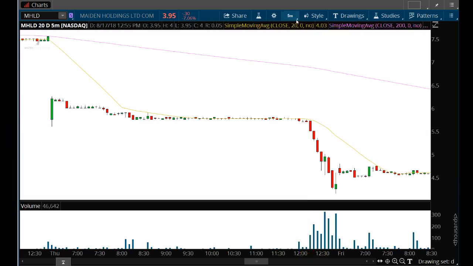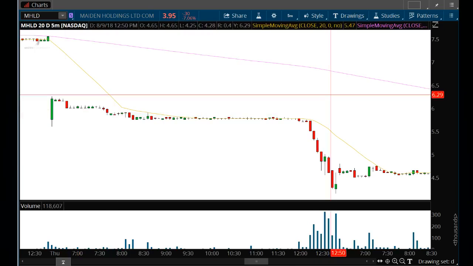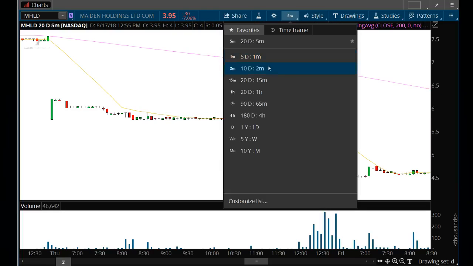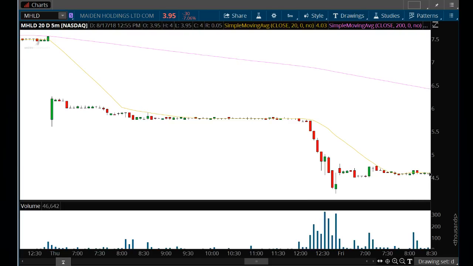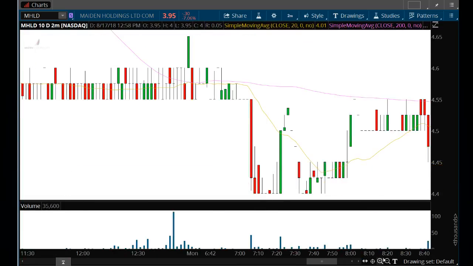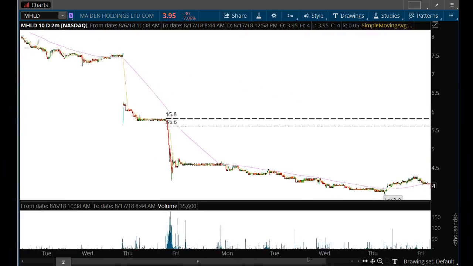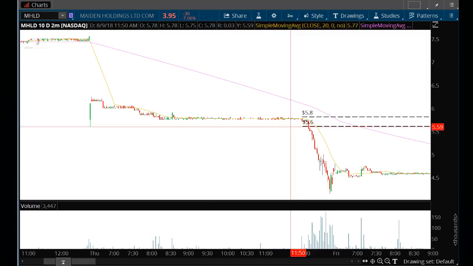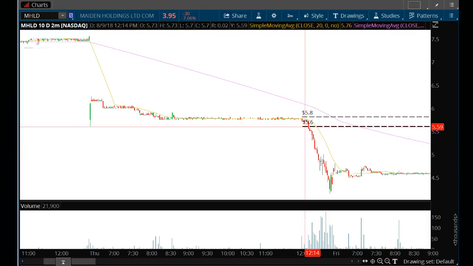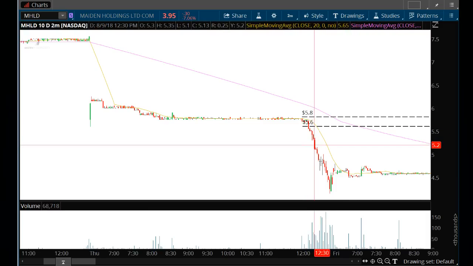All right, so if we look at this MHLD and the way that it did this breakdown. Here are going to be the numbers just underneath this base, stop at the top of the base. That's going to be the setup. If you look to take, say, just 2 R's, you're going to get out at 520. And that's still a pretty good play. 2 R's is not bad.